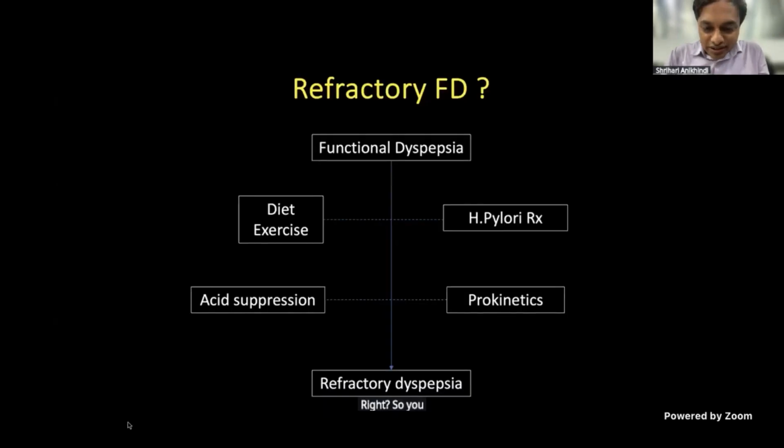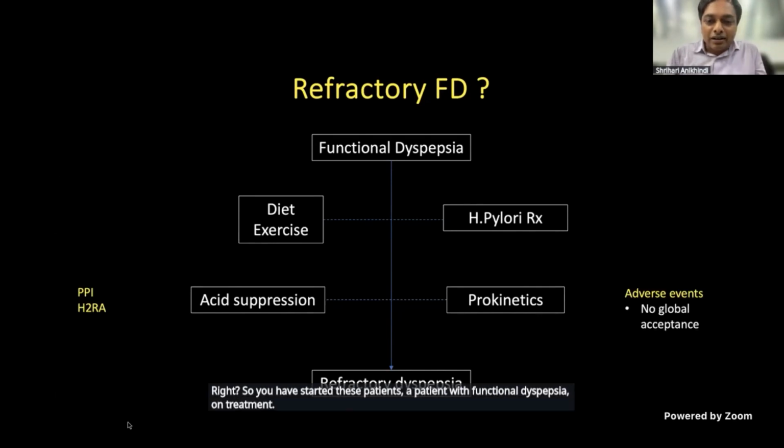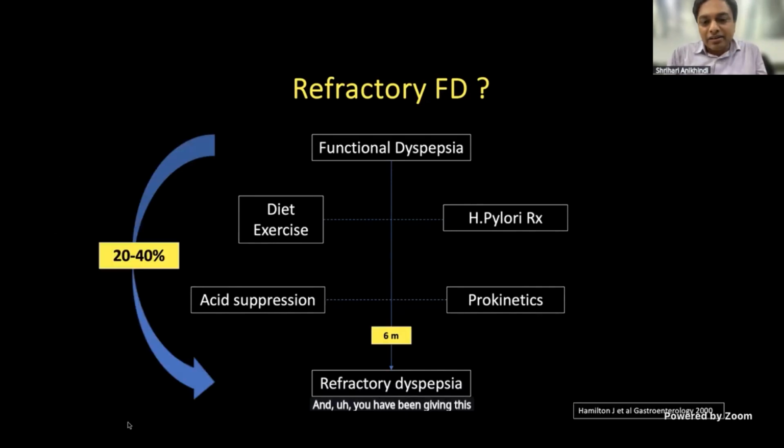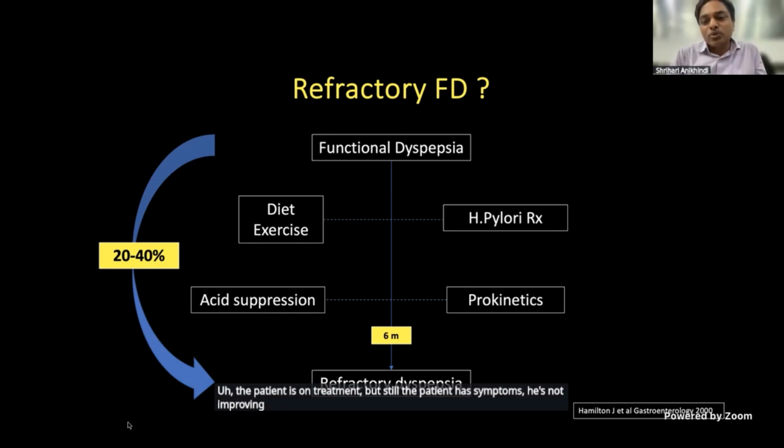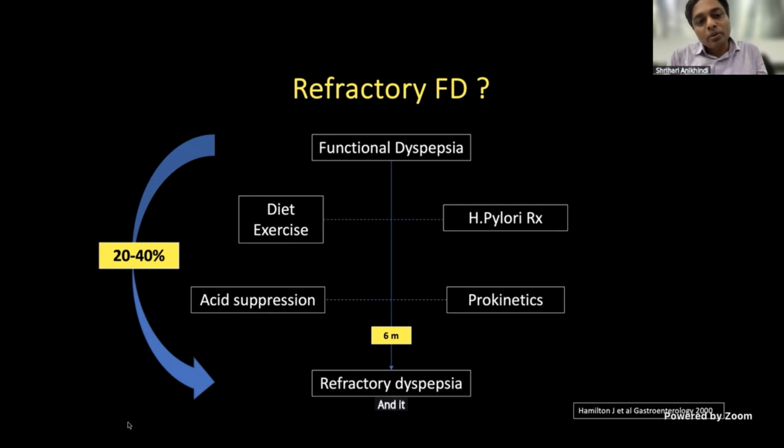So you have started a patient with functional dyspepsia on treatment, and you have been giving this, and for 6 months the patient is on treatment, but still the patient has symptoms, he is not improving. That is when these patients are labeled as refractory dyspepsia, and it is seen that around 20 to 40% of people suffering from functional dyspepsia will eventually need some other therapy. These are patients with refractory dyspepsia. So how do you go on to evaluate, investigate, and treat such patients?